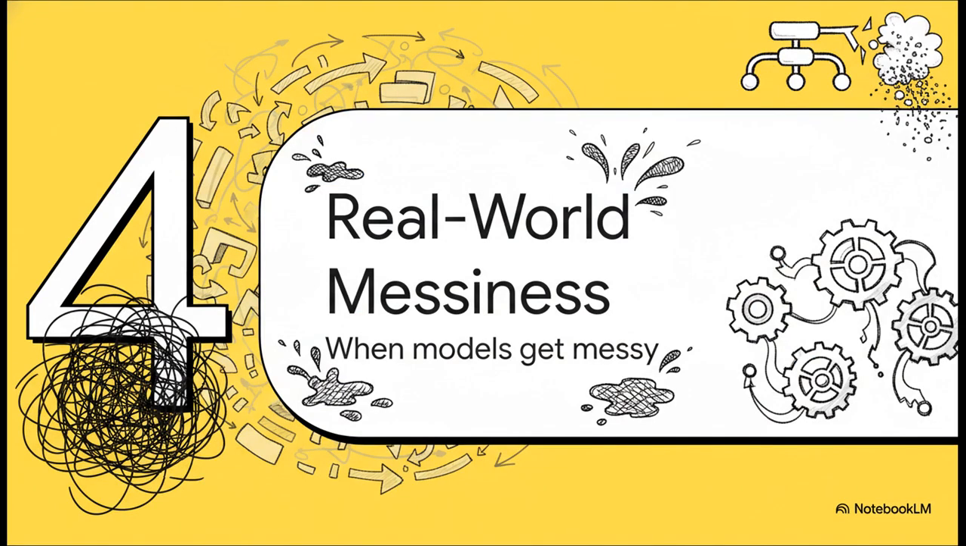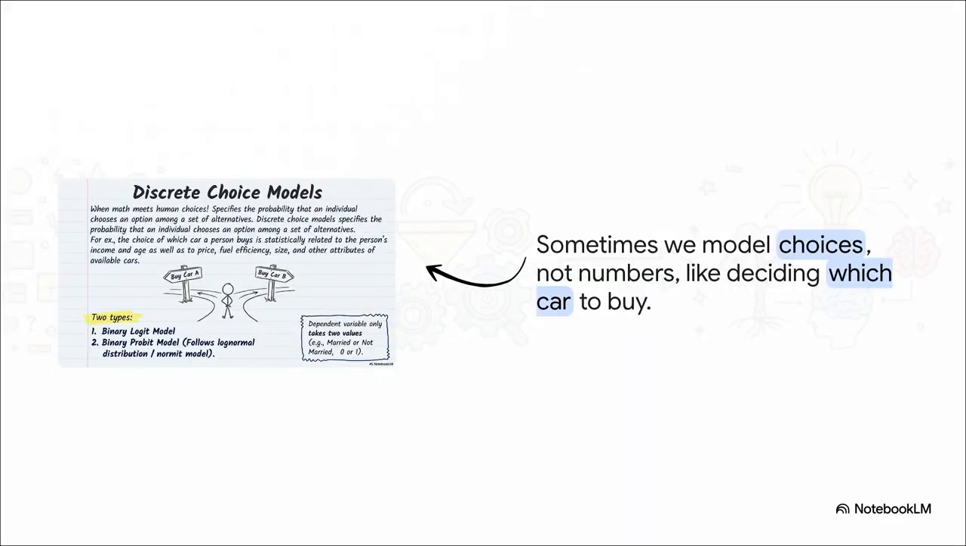All of this leads us to our final phase, tackling real-world messiness. Because let's face it, the real world is rarely as clean and simple as our models assume it is. So we need tools that can handle all that complexity. For example, our regression model is great for predicting numbers, right? Like price or temperature. But what about predicting a choice? A yes or a no?